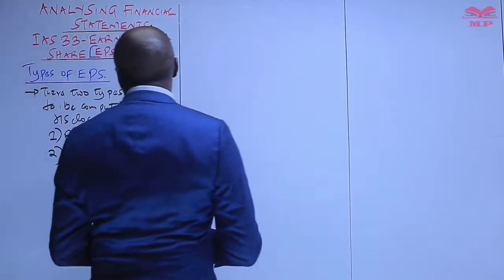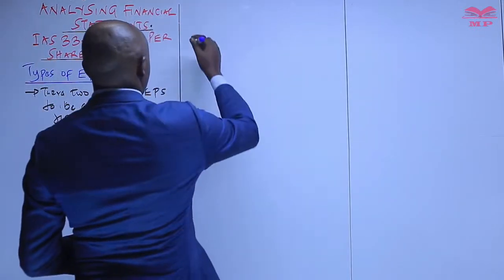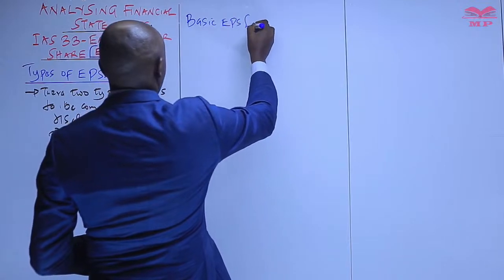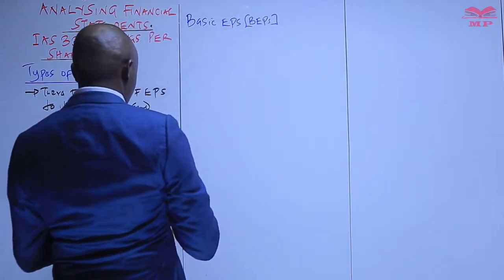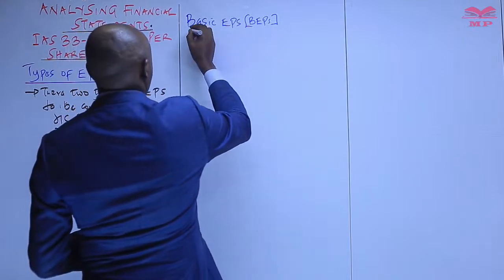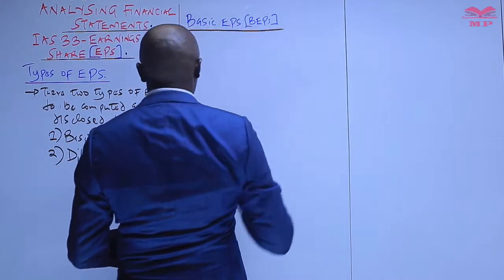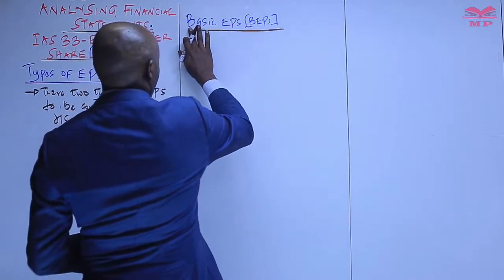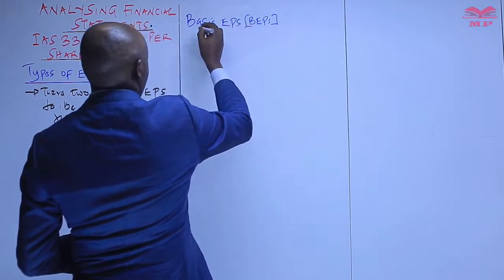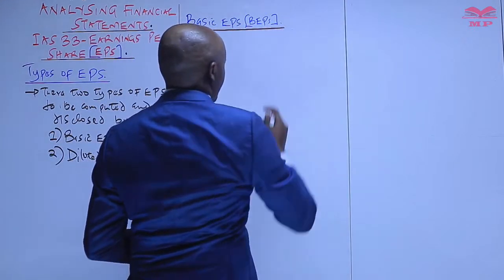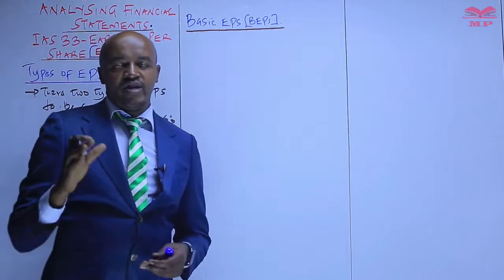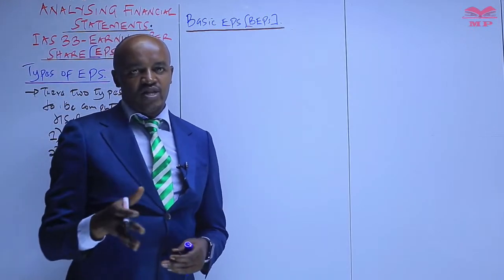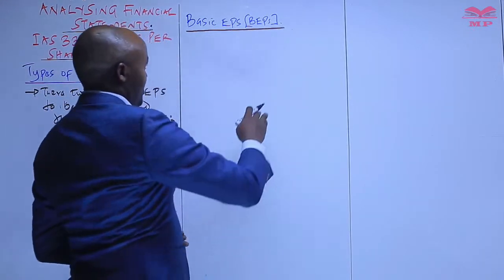So let's start with the first one, and that is the basic earnings per share, BEPS. Now this is the earnings per share which is computed based on the profit for the current financial year and also based on the shares issued and fully paid as at the end of the year. It is computed based on the profit for the year and also based on the number of ordinary shares issued and fully paid at the end of the year.